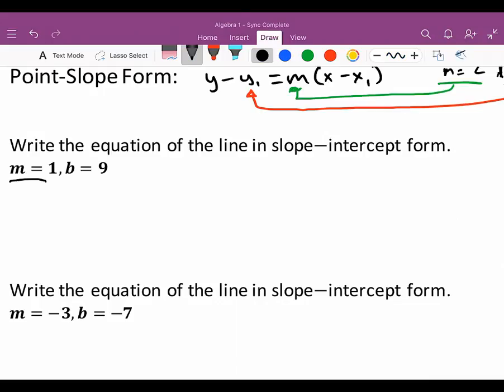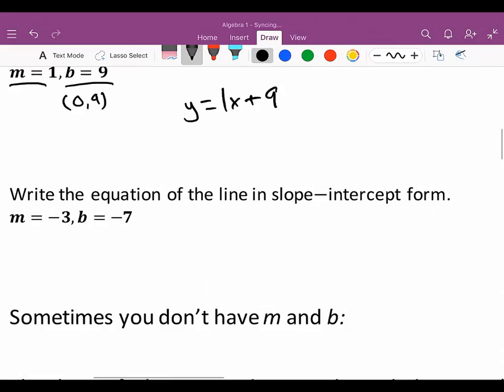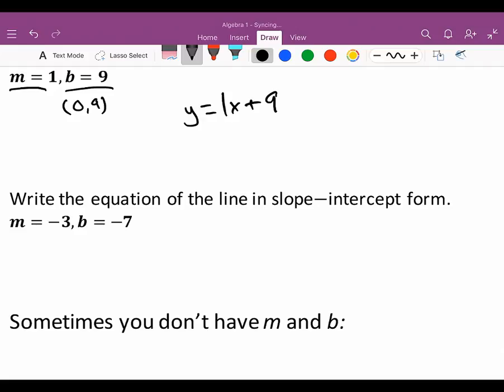So if you're given m, a slope, and you're given a y-intercept of 9, what is your equation? y equals 1x plus 9. And if you think about this, a y-intercept of 9 is actually the point (0, 9). So y-intercepts are a point. So we're kind of doing the same thing here. All right, let's look at the next equation. Write the equation of the line in slope-intercept form when m is negative 3, b is negative 7. Slope-intercept form is your y equals form. It's just going to be y equals negative 3x minus 7. All right, just plugging it in.